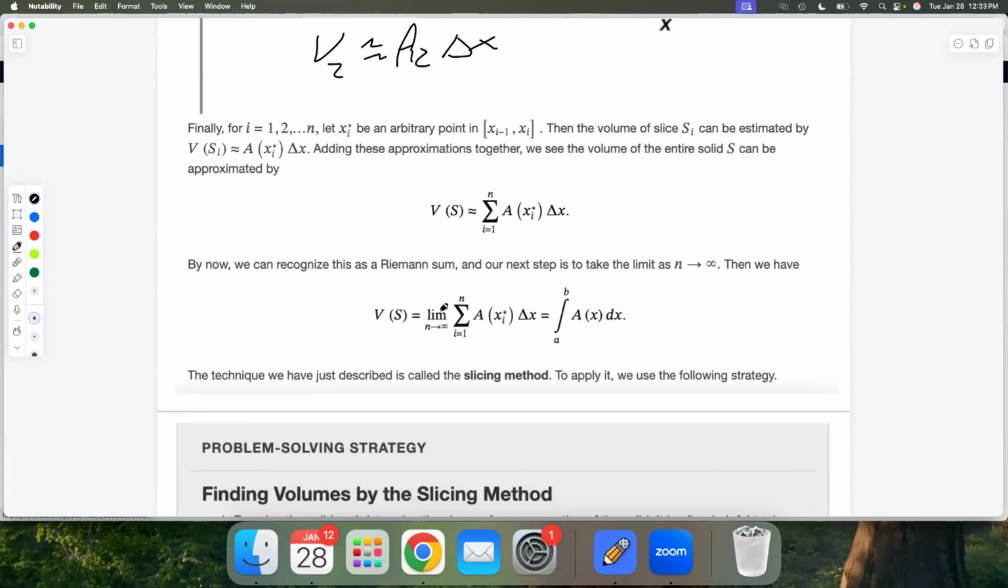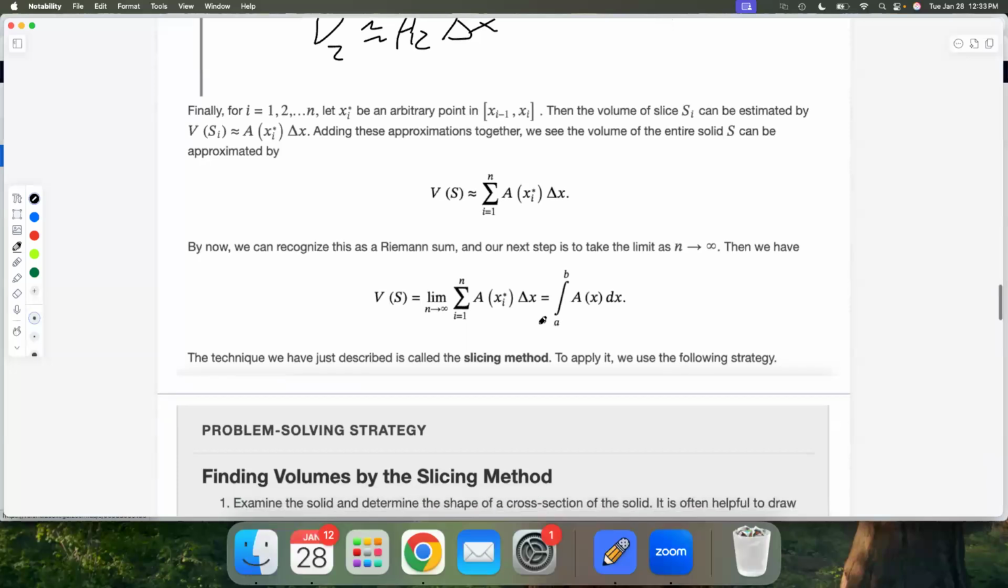This sum, which is the Greek letter S, will turn into a letter S. That's all an integral is. It's the letter S stretched out. And that approximate turns into equals. So this is how we are going to find the volumes of three-dimensional objects that are stretched along the x-axis.